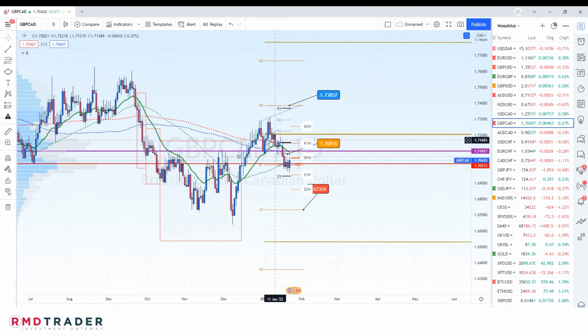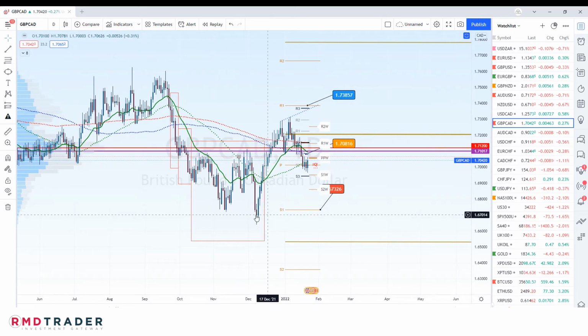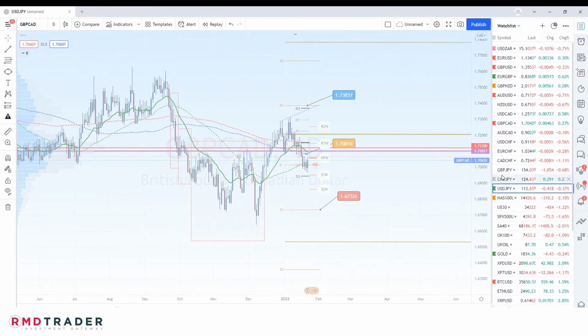GBPCAD, as I've mentioned also, there's been rejection on that yearly pivot. I've also seen rejection of this daily 100 and daily 200 SMAs. All of these have now seen price converging slightly below that on the daily 50 SMA and monthly pivot. So we might see one more test of this area up here at 1.708 before possible continuation lower towards these previous swing lows at the monthly S1, which is sitting at 1.673.